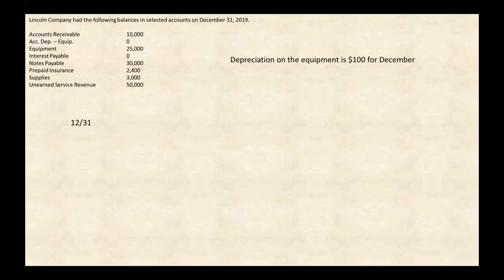Now, depreciation on our equipment is $100 for the month of December. So we need to count the expense, the depreciation expense, and then we credit this contra asset account called accumulated depreciation, equipment. It's a contra asset, which means it's increasing with this credit. How much? We don't need to overthink this one. They told us it was $100 for the month. So we'll debit our expense $100 and credit accumulated depreciation $100.